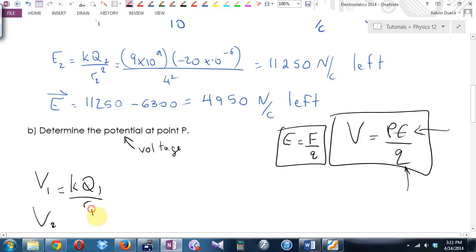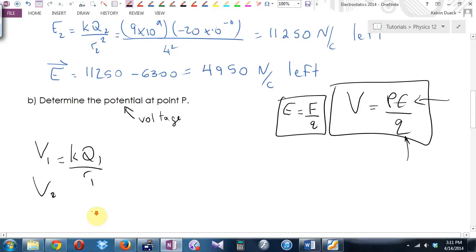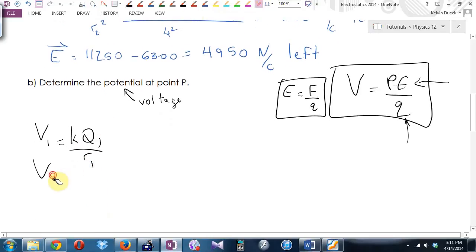which is going to be KQ1 over R1, and K Q2 over R2. Neve, my angel, joy of my heart. Voltage, scalar or vector? Scalar. Did you say scalar? Signs or not?